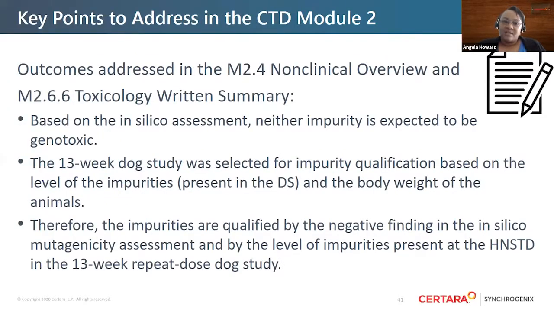And so the key points to address in module 2, section 2.4, the non-clinical overview, and then the 2.6.6 toxicology written summary: based on the in silico assessment, neither impurity is expected to be genotoxic. We looked at the 13-week dog study, and we selected that for impurity qualification based on the level of the impurities present in the drug substance and the body weight of the animals, because remember, we're doing a human equivalent dose calculation. And the impurities are qualified based on the negative finding in the in silico mutagenicity assessment and by the level of the impurities present at the HNSTD in the 13-week repeat dose dog study.